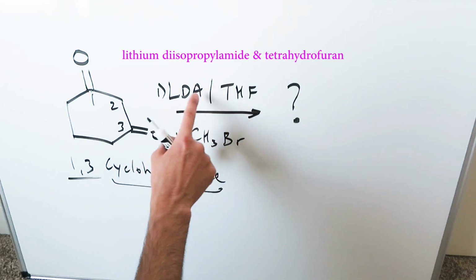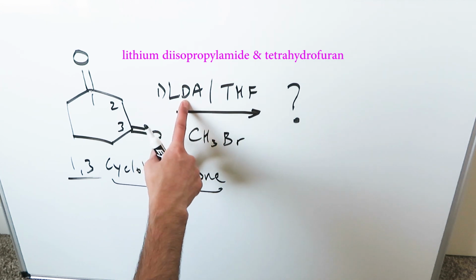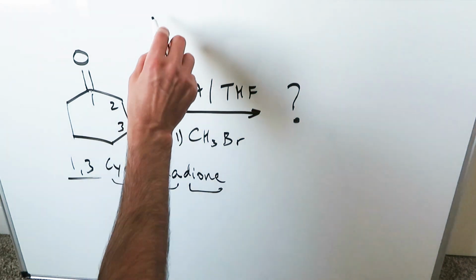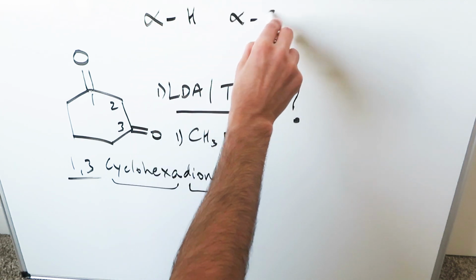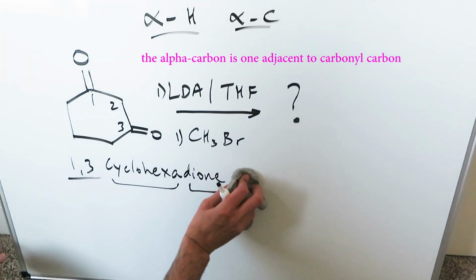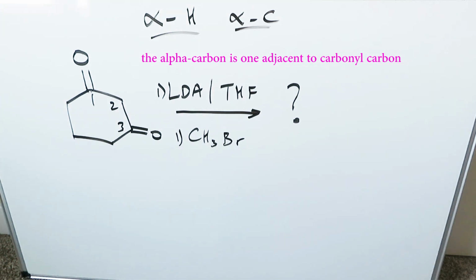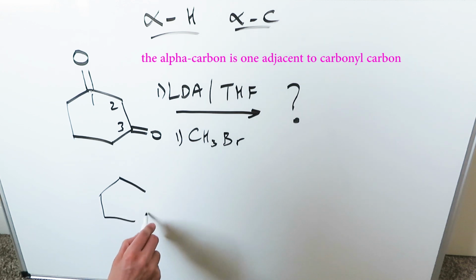THF right here is your solution medium, but LDA is a very strong base, lithium diisopropyl amide. It's strong enough to pluck out a hydrogen from a carbon atom. This has everything to do with the acidity of your alpha hydrogen, which is found on the alpha carbon. What is your alpha carbon? Well, you have multiple alpha carbons over here. So what we need to do is determine on which alpha carbon the hydrogen will be plucked off. If I were to draw this in a non-abbreviated way, this is what I have.